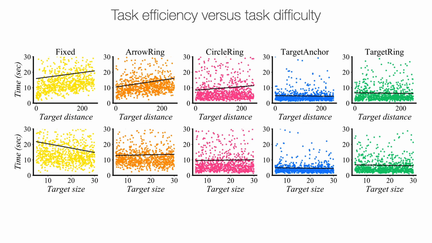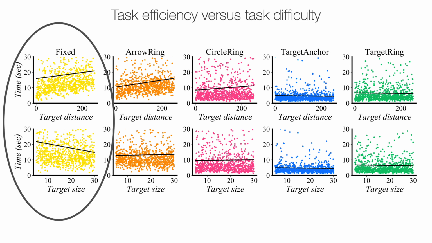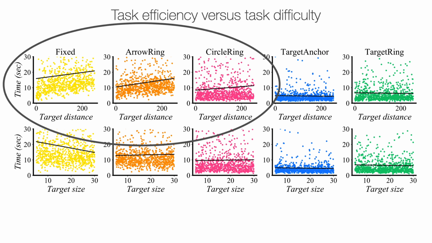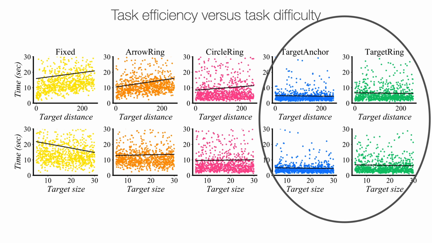In this graph, we present a scatter plot of task completion time versus target distance and target size, where larger target distance and smaller size corresponds to harder tasks. We can see, for instance, how the fixed interface gets slower by about 10 seconds on average as the task becomes more difficult. Similarly, we observe that the efficiency of all movement-based interfaces is impacted by target distance, whereas the target size does not have the expected effect for the arrow ring and circle ring interfaces.